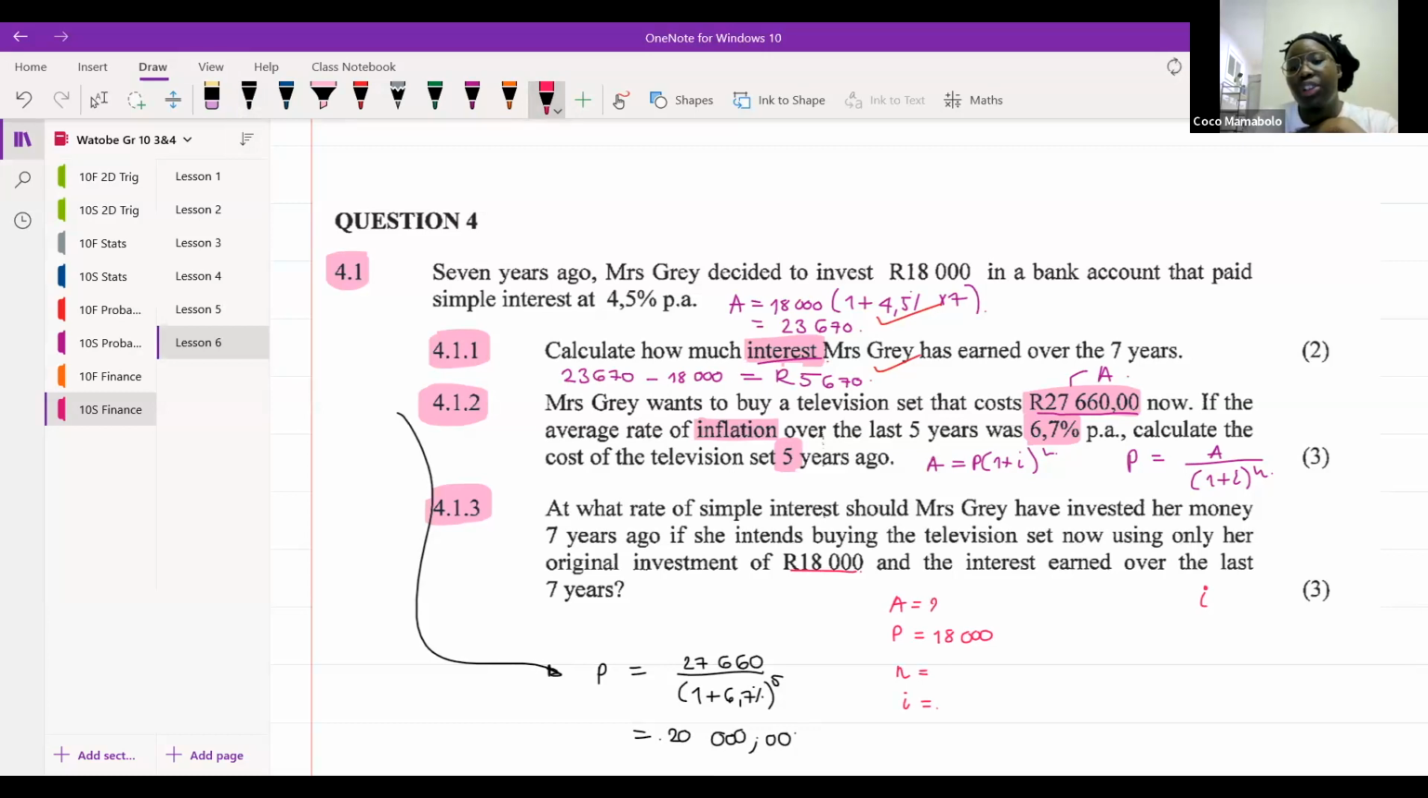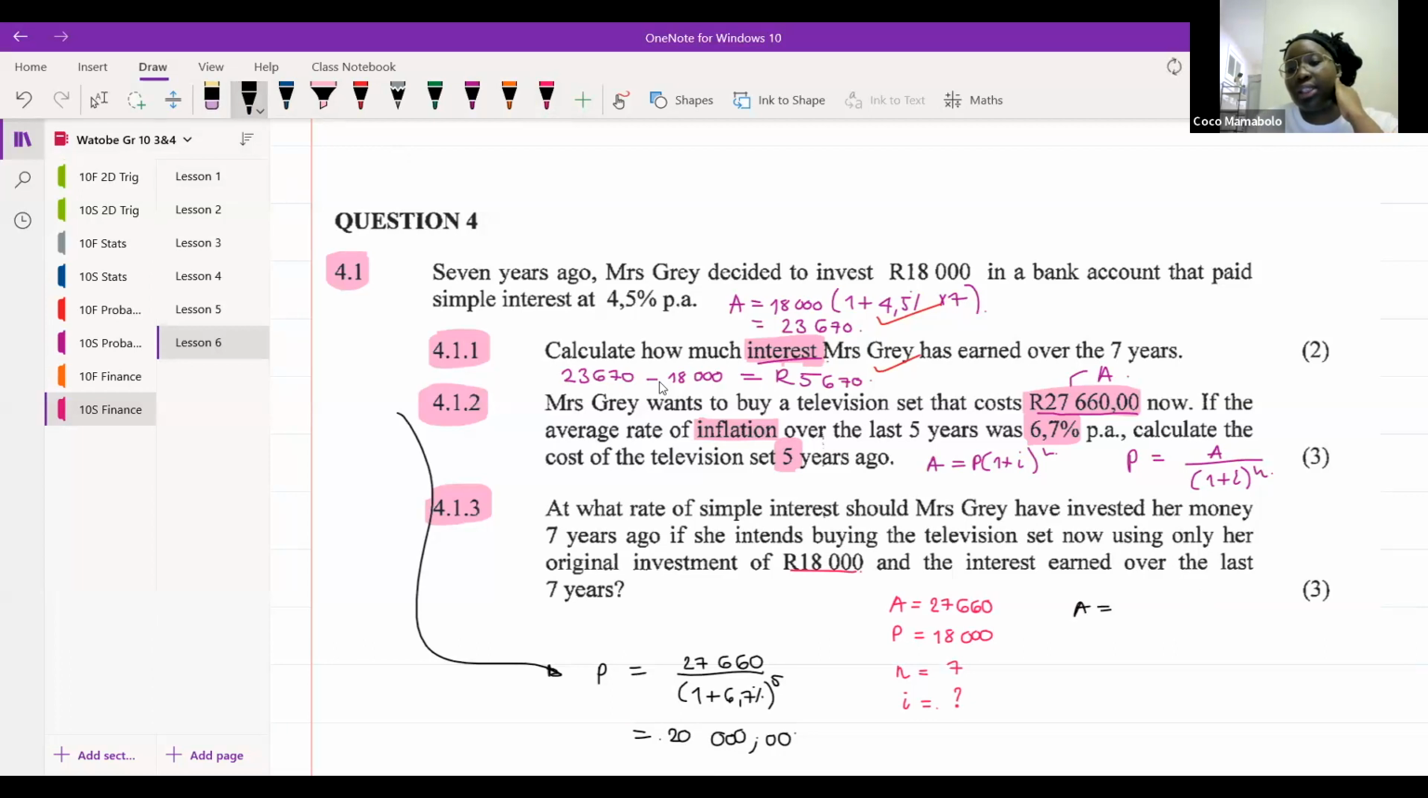Correct, Nico. It's going to be 27,660 because that's when we actually want to buy the TV, in 7 years' time. So we want to see how much it's going to be at that point. What is our N value going to be? 7 years, correct, 7. And i is the thing that we're looking for, but we're going to use the simple interest formula to find this.